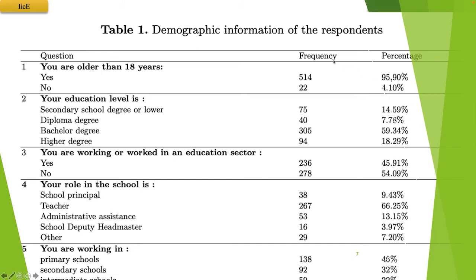As you can see from the results, the majority hold a higher degree, such as a bachelor's degree. The bachelor's degree holders number about 350, around 59%, and the percentage of those working in primary schools is around 45 or 46%. This is part of our result for this study.